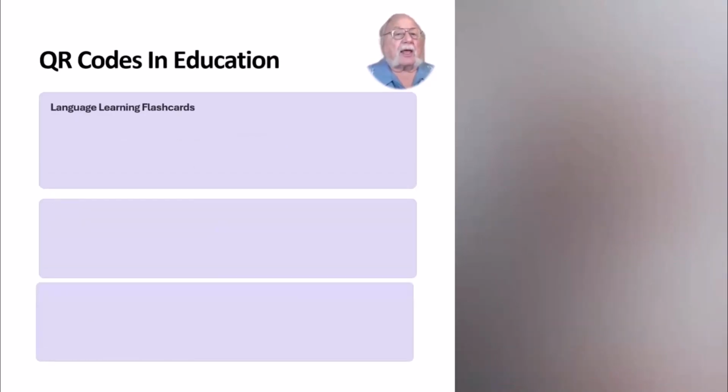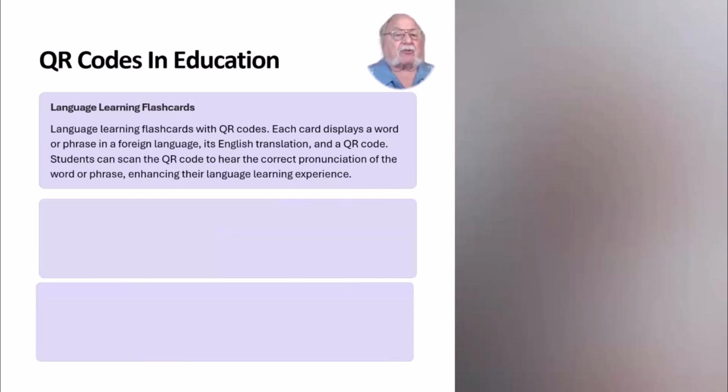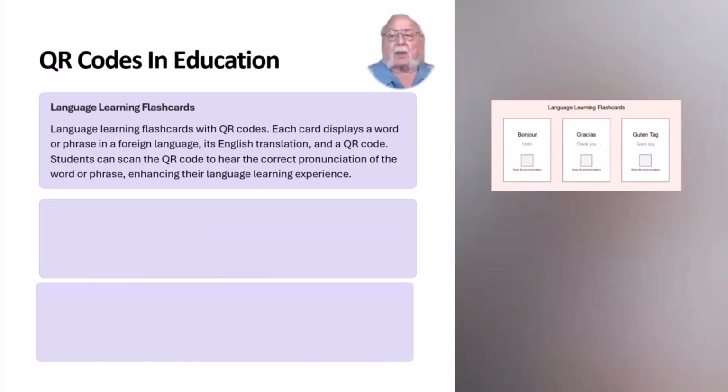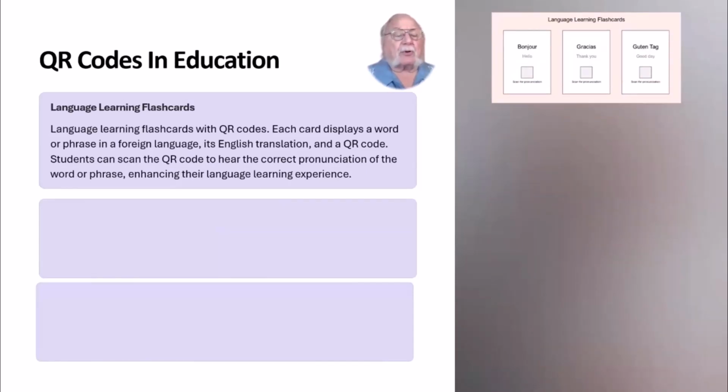QR codes in education. Language learning flashcards with QR codes. Each card displays a word or phrase in a foreign language, its English translation, and a QR code. Students can scan the QR code and hear the correct pronunciation of the word or phrase, enhancing their language learning experience.